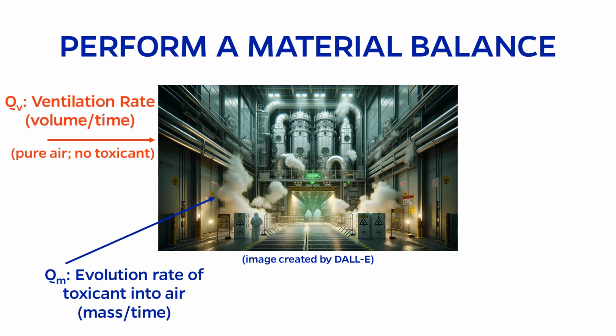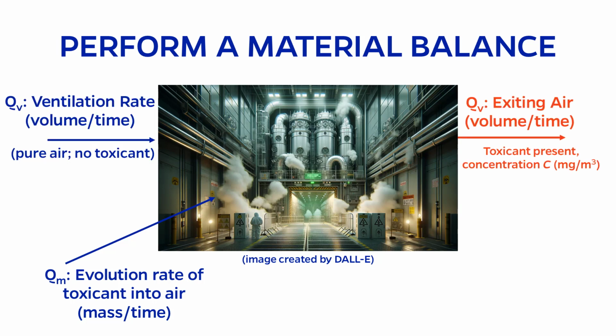Next, we'll assume that the rate of fresh air entering the room is the ventilation rate QV in the units of volume per time. Unless something has gone horribly wrong, the incoming ventilation shouldn't have any toxicant in it already. Unless the pressure, volume, or temperature of the room changes in response to the addition of air, which is highly unlikely, an equal amount of air will have to leave the room as well. However, unlike the incoming air, this outgoing air will have some of the toxicant in it.